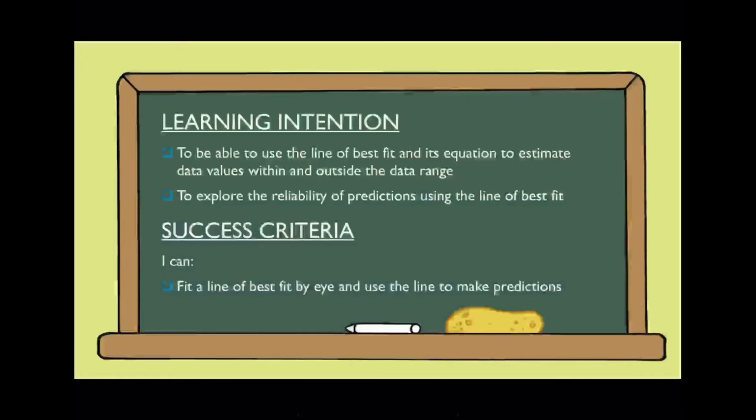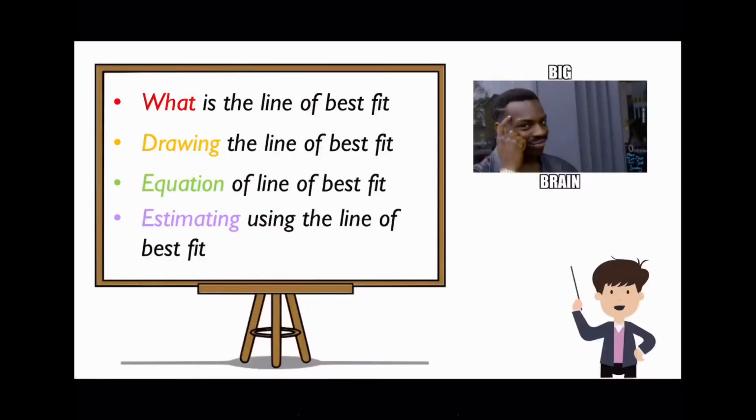The learning intention of this video is that we're going to be able to use the line of best fit and its equation so that we can estimate data values that are found within the dataset as well as outside the dataset. And lastly, we're going to briefly look at the reliability of those predictions that we make using the line of best fit.